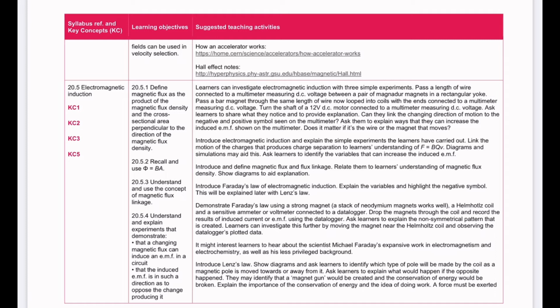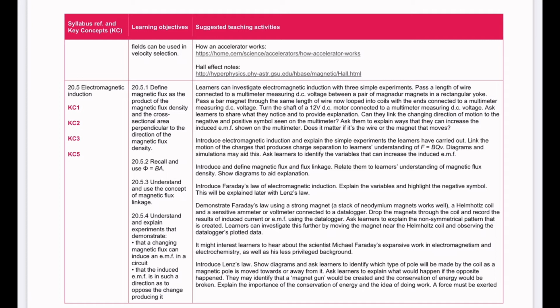20.5. Key concept. Electromagnetic induction. Learning objectives. 20.5.1. Define magnetic flux as the product of magnetic flux density and the cross-sectional area perpendicular to the direction of the magnetic flux density. 20.5.2. Recall and use Φ = BA. 20.5.3. Understand and use the concept of magnetic flux linkage.